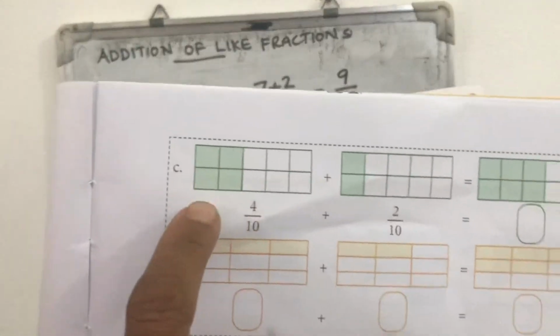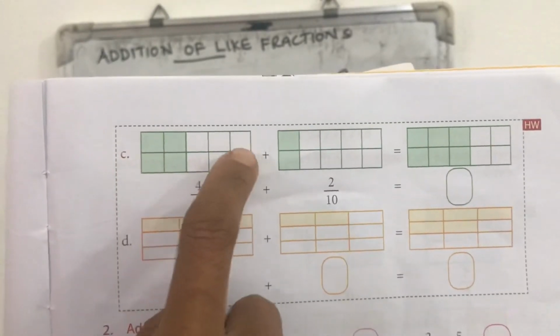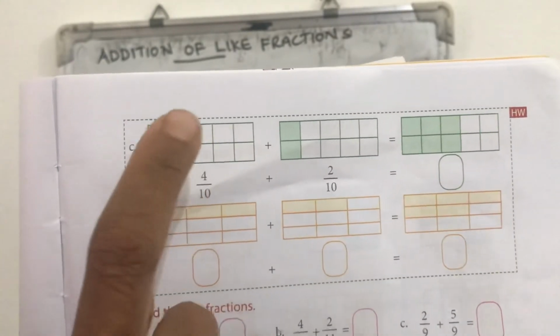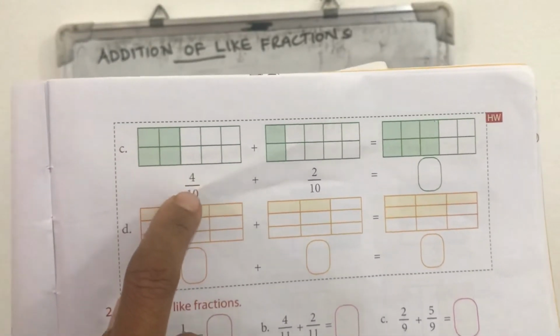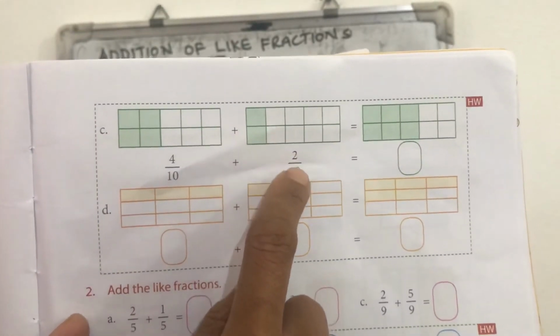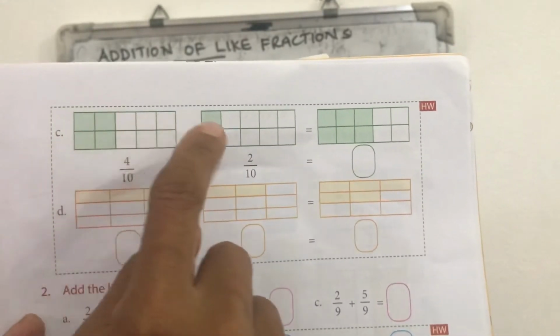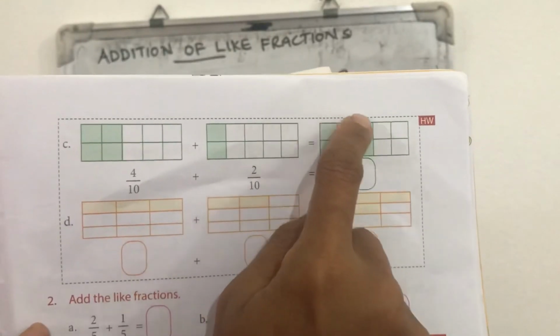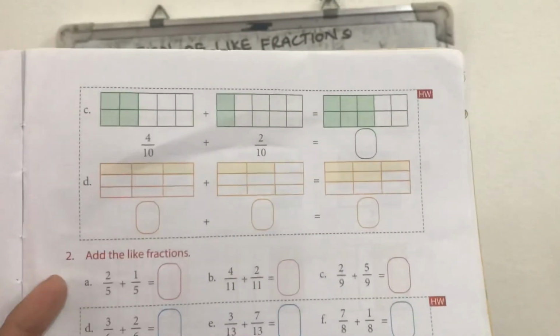Here in total how many parts are there? In total 10 squares are there. Out of those 10 squares, 4 squares are shaded. So its fraction is 4 by 10. Here it is 2 by 10. When we add these 2, we get 4 plus 2, 6 squares shaded. So the answer will be 6 by 10. Just like this also you can do.